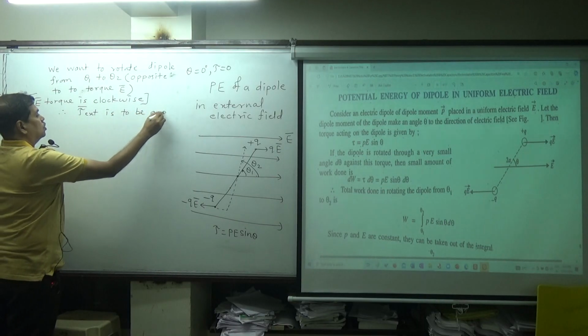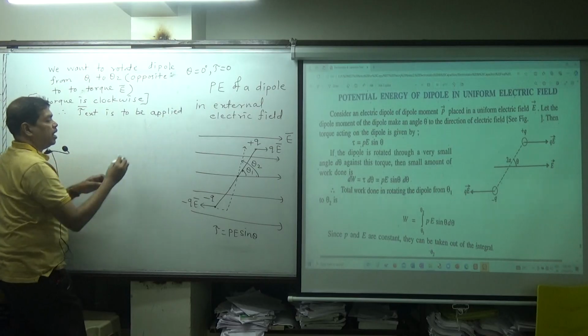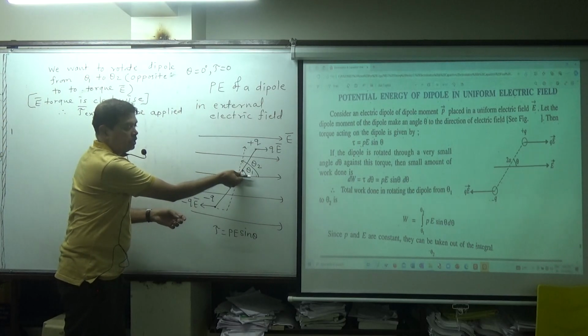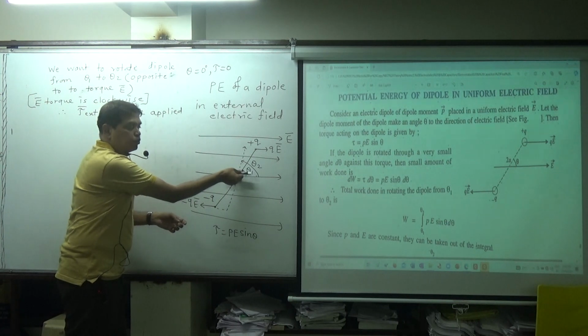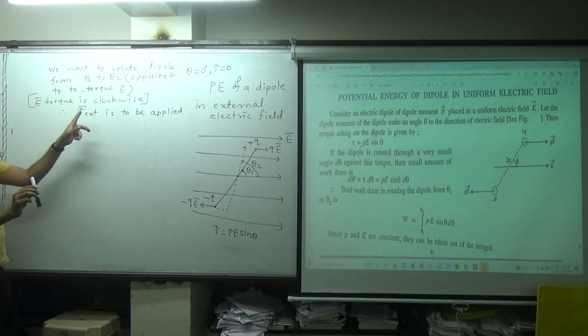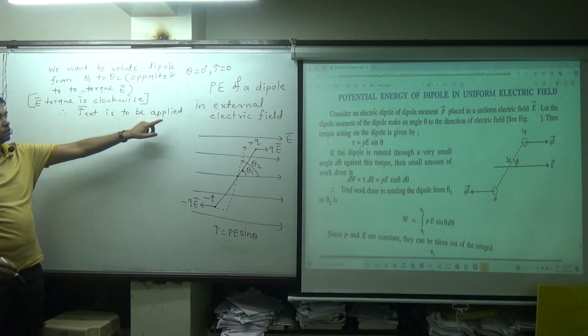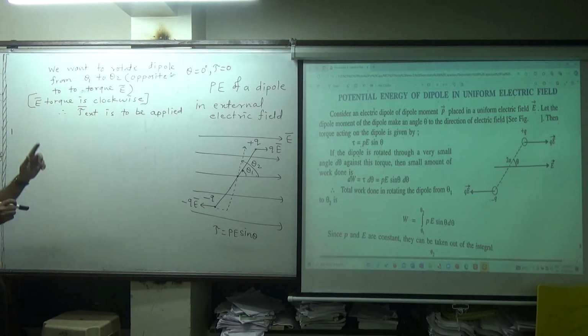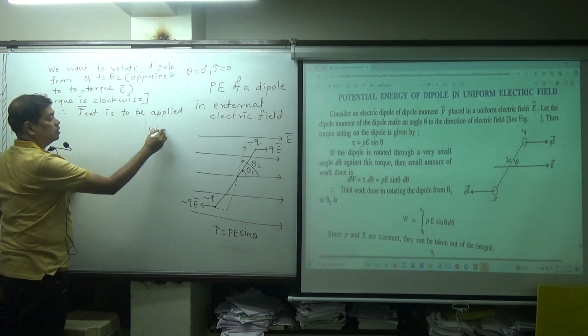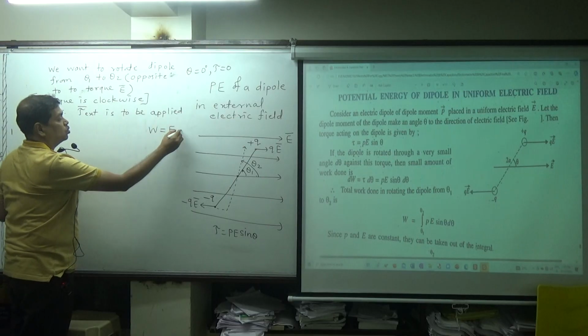Because the torque of the electric field will try to rotate the dipole like this and it will finally bring the dipole parallel to the field. I want to rotate it the opposite way, theta 1 to theta 2. So I have to apply torque. Okay, and we know that work is equal to force into displacement.